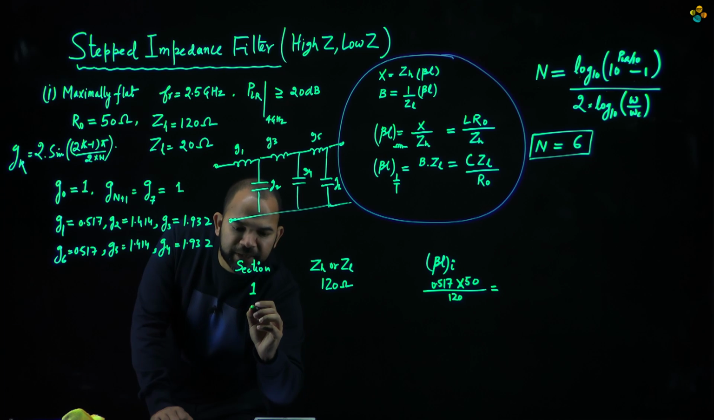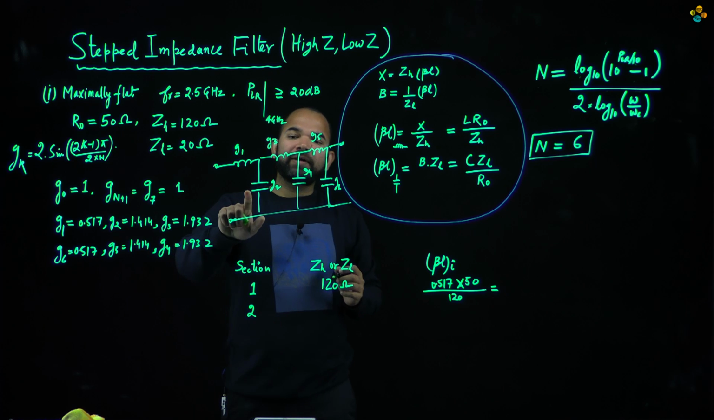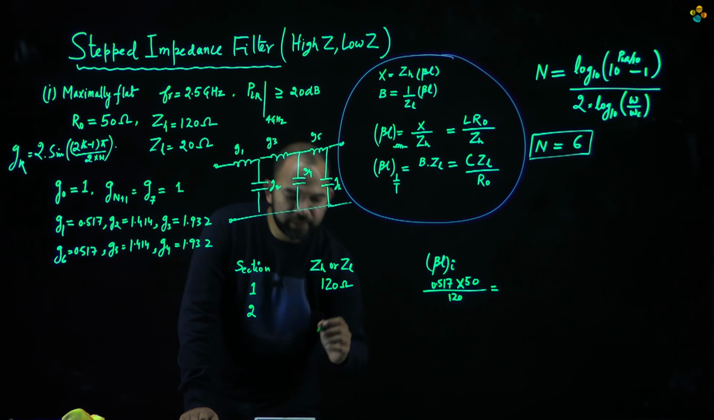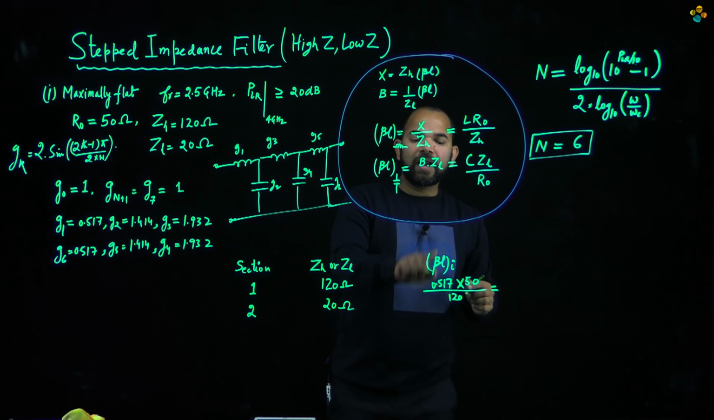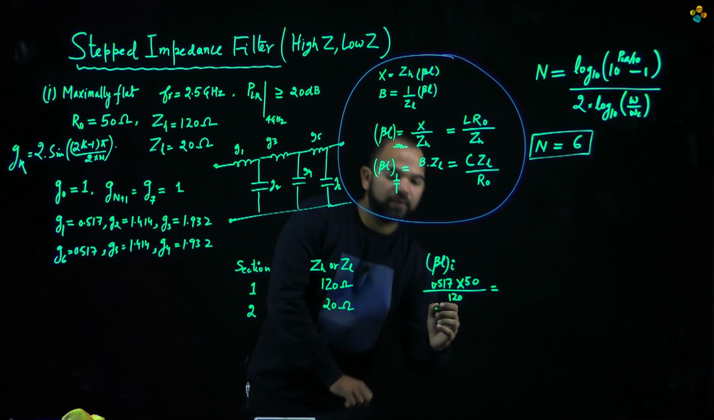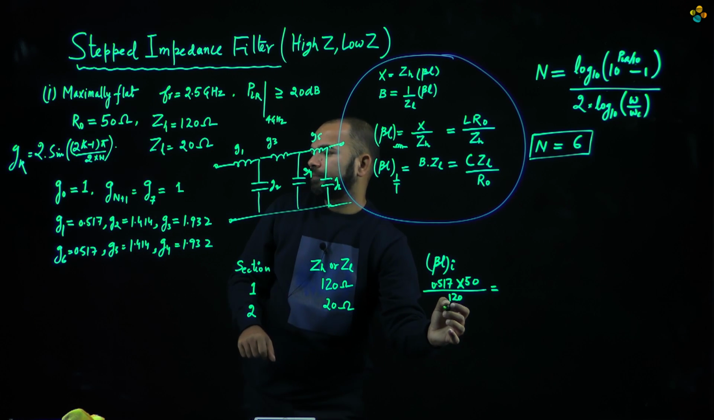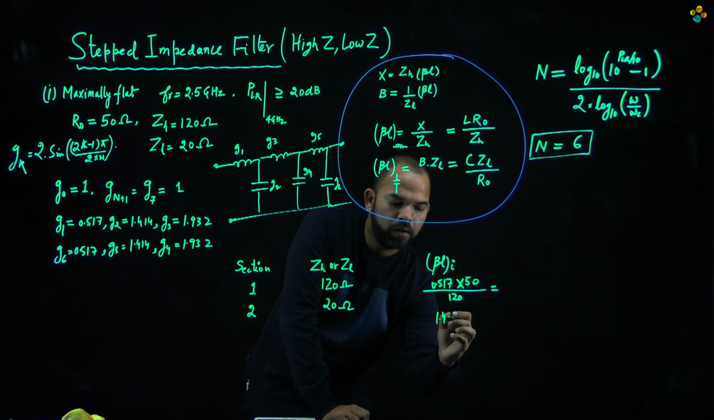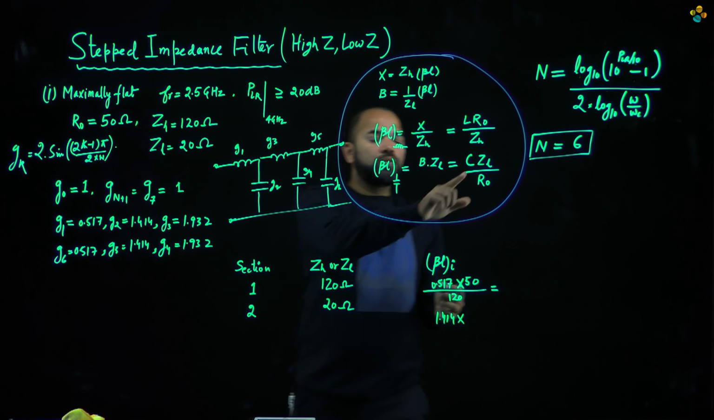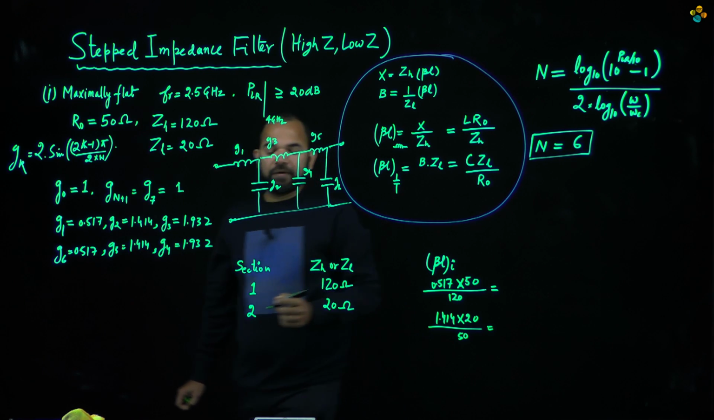So the second section is a capacitor, which we're going to realize through a low impedance line. So the low impedance line in this problem is given as 20 ohm. And how can we calculate the beta L for this? So beta L would be calculated as C ZL divided by R0. So C is our G2. This is G2. G2 is 1.414 into ZL. ZL is 20 divided by, we have R0 as 50. So this is the second.